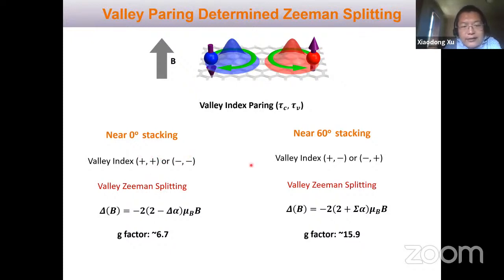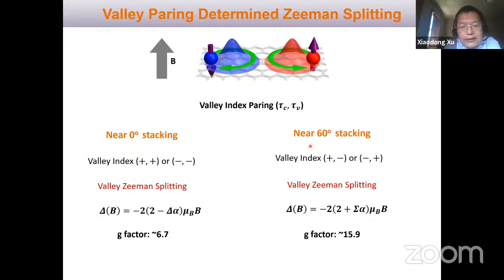So without going into details, the summary is, near 0 degree twist angles, the electron and hole will have the same valley index. Basically, an electron and a hole will have the same valley index, like plus plus or minus minus. And in this case, the valley Zeeman splitting can be represented by this formula here. Here delta alpha is the valley G factor difference between conduction and valence band, but the detail is not important. What it shows is, as long as the sample has a twist angle near 0 degrees, the G factor is determined by this formula, and it gives a G factor of 6.7.